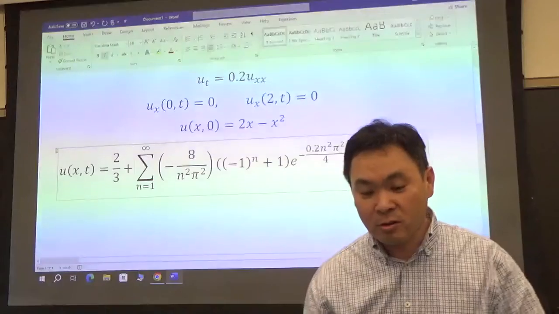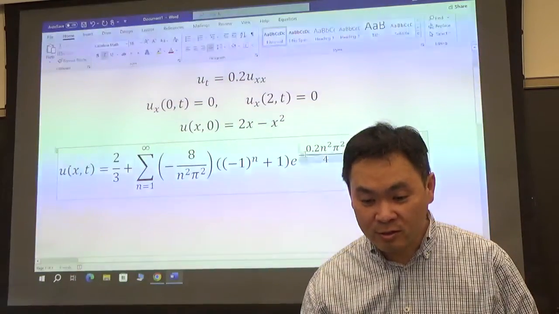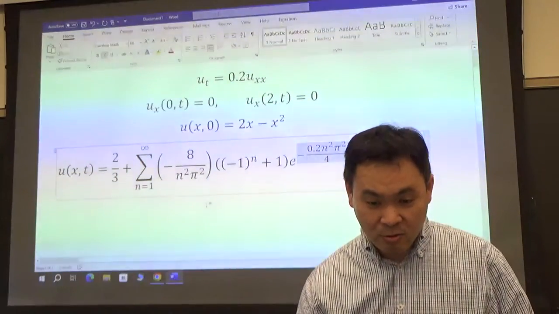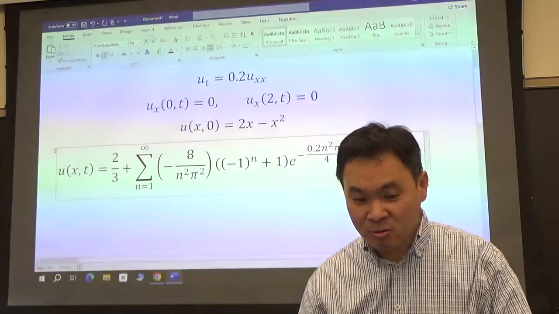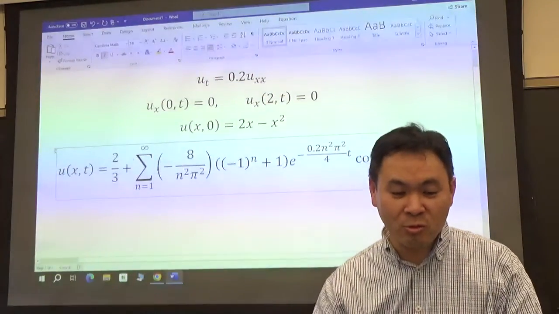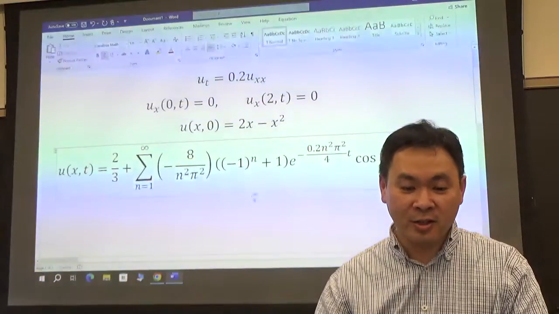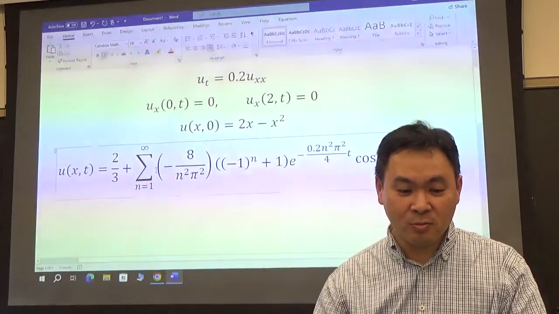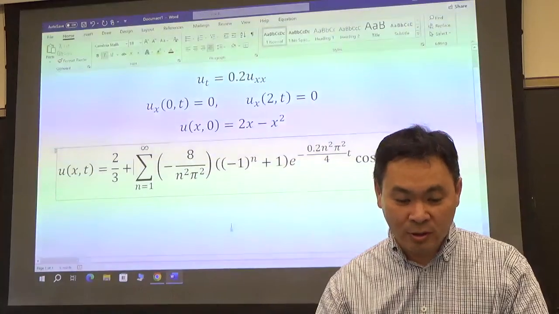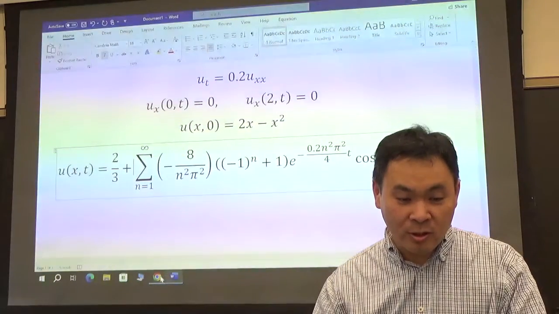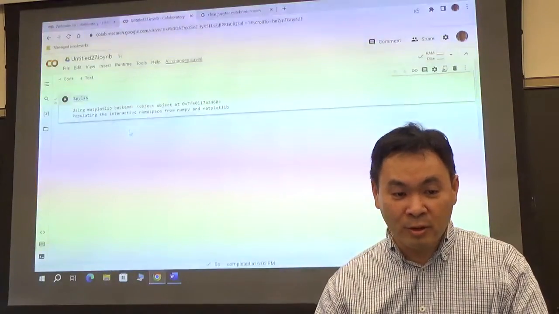Now you might wonder if this truly is the solution, because it looks very cryptic, right? So we want to know if this does act like the heat equation that we know of, right? So to know that, I'm using Google Colab.